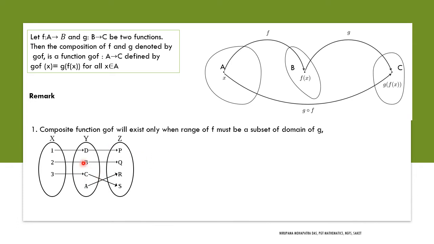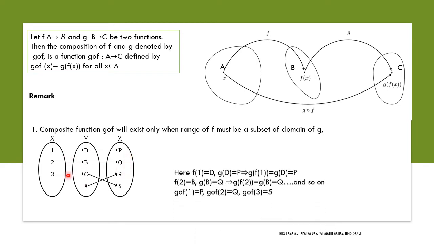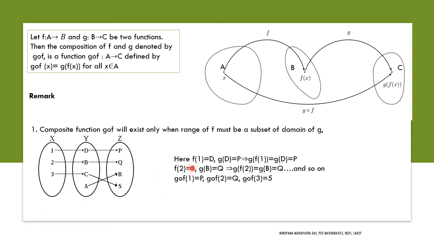Let's visualize one more thing. I have taken here X, Y, Z, three sets, and the elements are like this. F is a function from X to Y, and G is a function from Y to Z. I have not written it here, but I am telling you. So these are the elements in X, then Y, then Z. Here f(1) equal to d and g(d) equal to p.